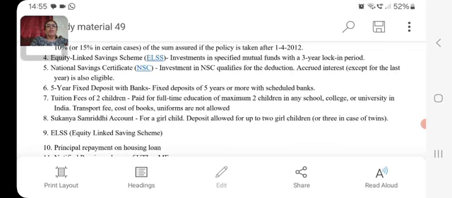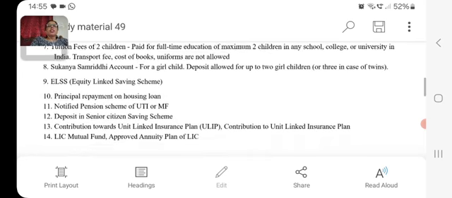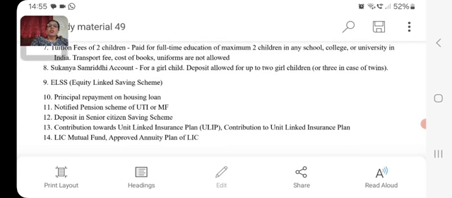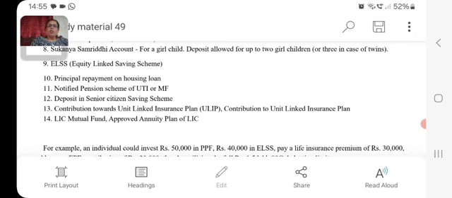Then, Sukanya Samriddhi Yojana, which is the most popular scheme introduced by the central government for the girl child. If the parent or anybody deposits money in SSY, Sukanya Samriddhi Yojana, he can avail the deduction for this. Apart from that, ELSS, notified pension scheme of UTI and deposits in senior citizen savings scheme, contribution towards unit linked insurance plan, then LIC mutual funds are the few important other deductions considered for Section 80C.